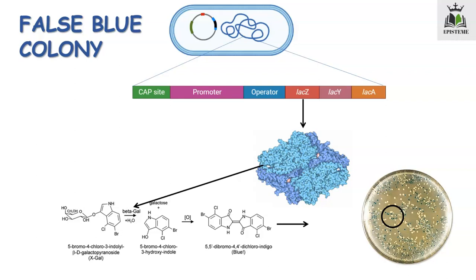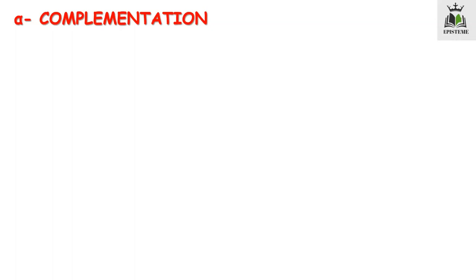But instead of that, we are getting the blue colonies here. Why? Because this bacterial chromosome has the lac operon inside it, which is coding for the beta galactosidase enzyme, and we are getting the blue colonies. Now this is a false signal, and so this problem has been resolved by alpha complementation.